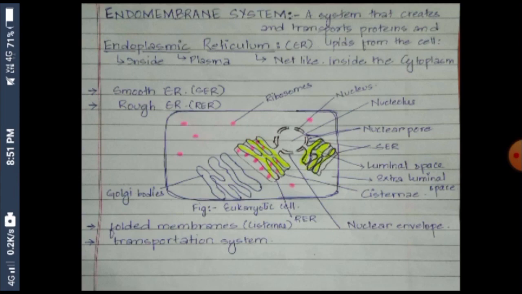Definition wise, endoplasmic reticulum is a type of organelle made up of two subunits, as you can see, smooth endoplasmic reticulum and rough endoplasmic reticulum. What is this smooth endoplasmic reticulum and rough endoplasmic reticulum? I'll be discussing in the next slide.